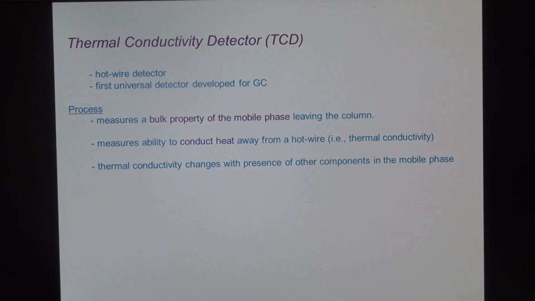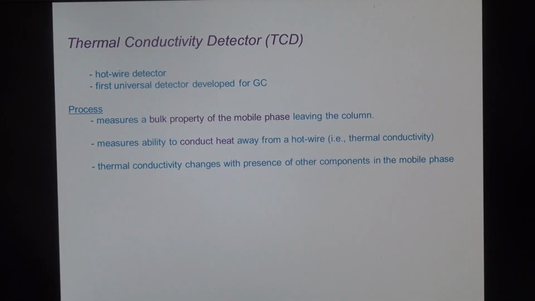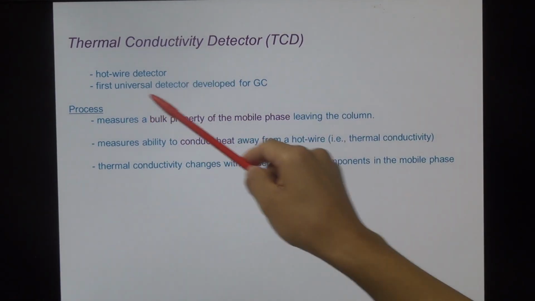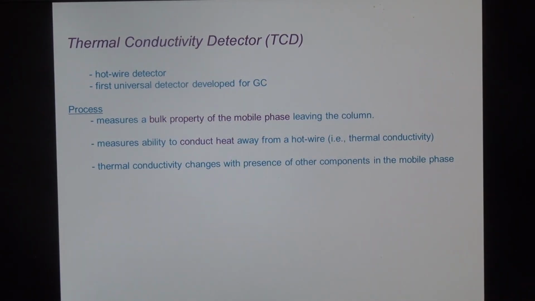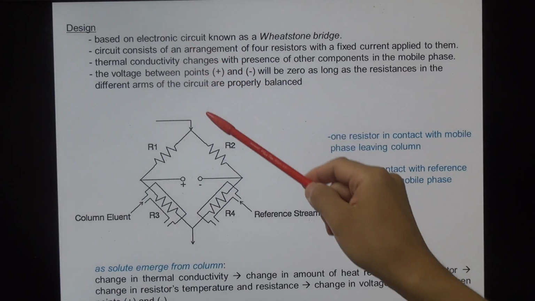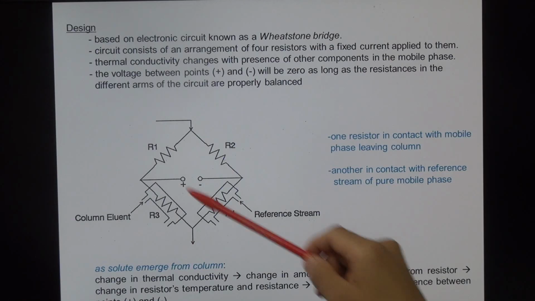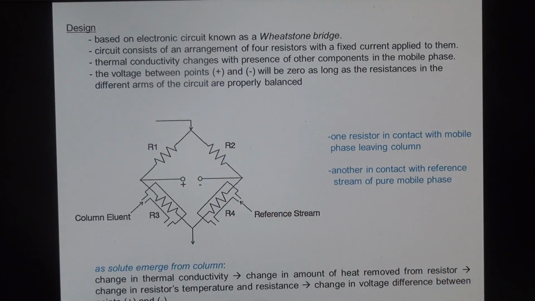So the first kind, thermal conductivity detector. Basically, as the name indicates, we measure thermal conductivity to detect presence of compound, and also the amount of compound. Okay, so this TCD is a very universal detector used for GC. So basic principles are shown in the next slide. So basically it is based on an electric circuit, something like this. The details are not that important. Okay. They have some resistors and so on.